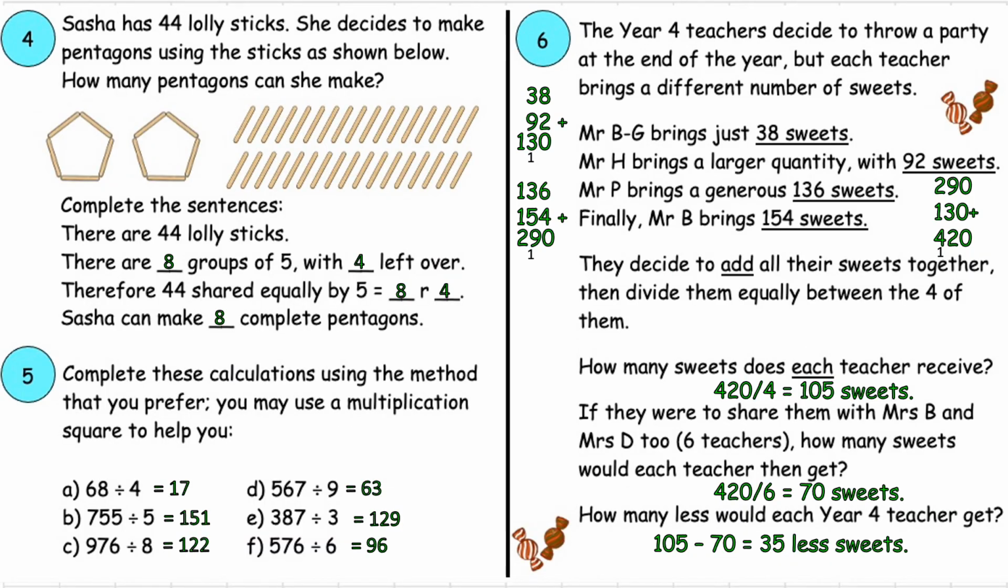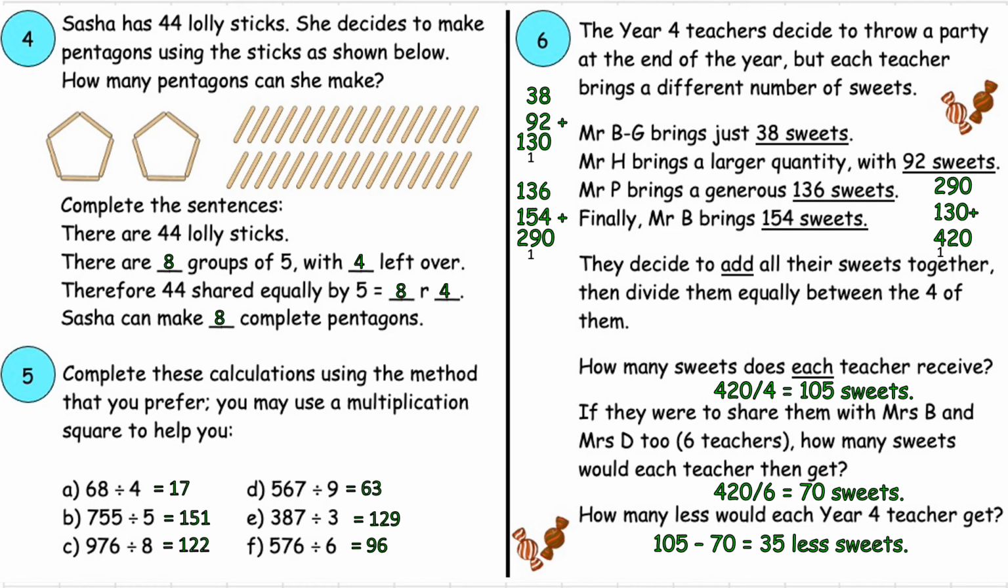Question 4 was just a simple word problem. However, it is one of those that's quite tricky. Admittedly, if you did get stuck on this one, it would have been best to draw out the pentagons yourself. Sasha could have made 8 pentagons and she'd have had 4 sticks left over, and that's basically answered in them sentences there.